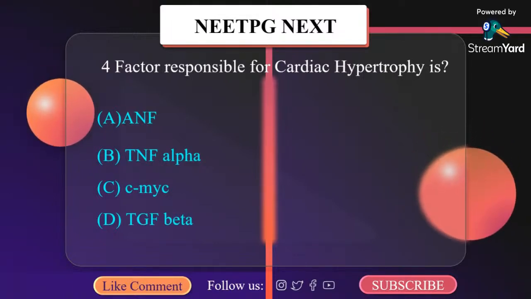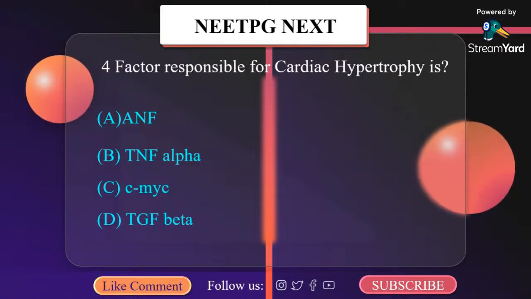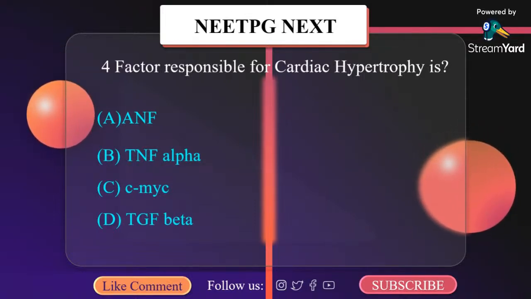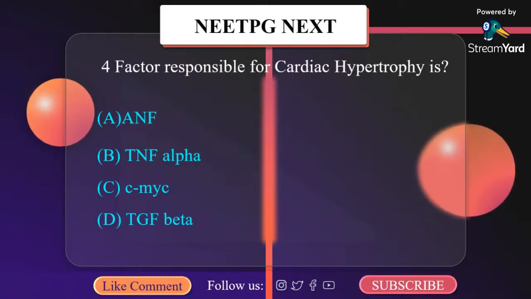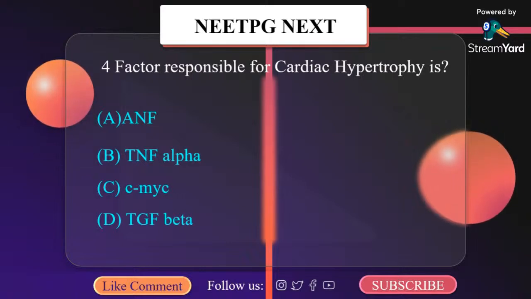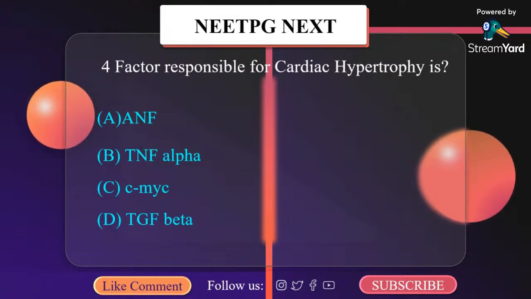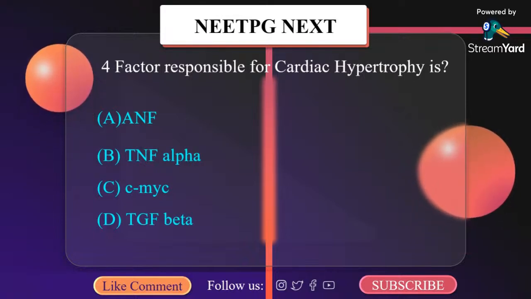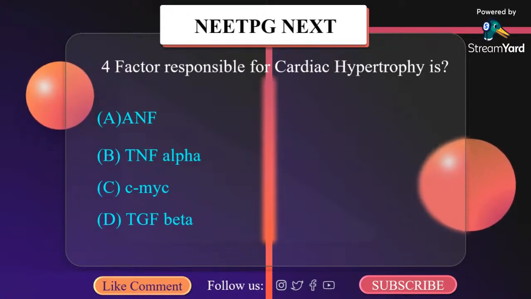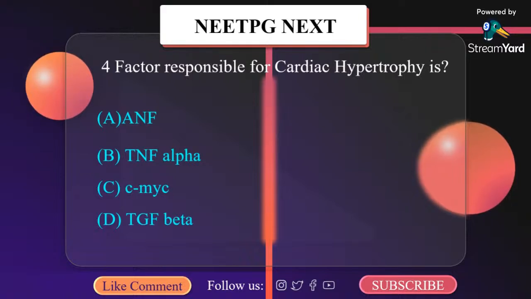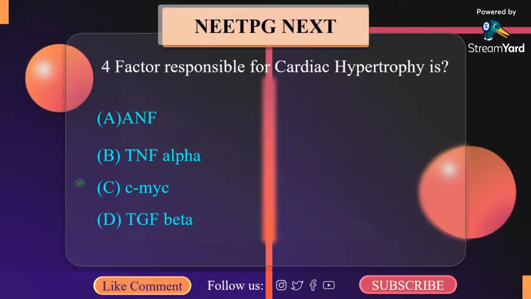Factor responsible for cardiac hypertrophy is A. ANF, B. TNF alpha, C. c-MYC, D. TGF beta. The molecular changes in cardiac hypertrophy include expression of immediate early genes, that is FOS, JUN, MYC, and EGR1. So here the correct option is MYC.